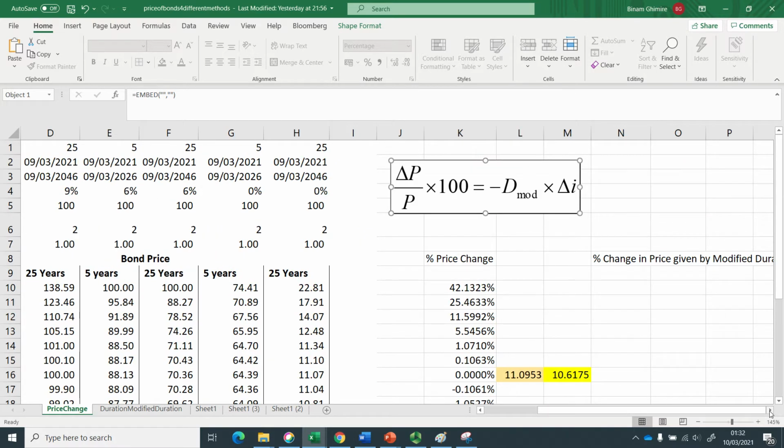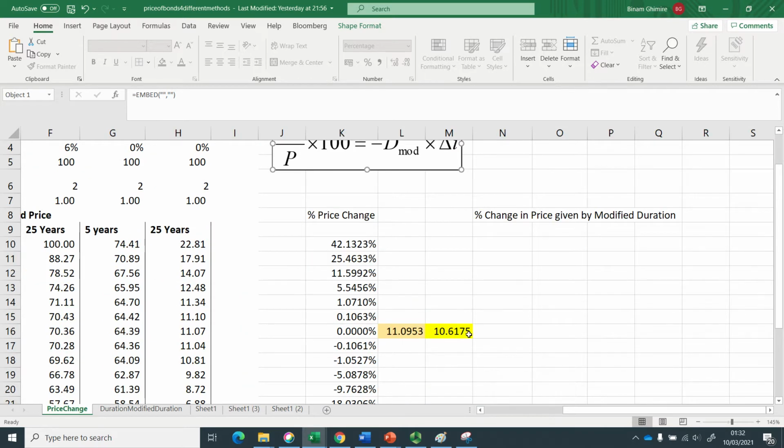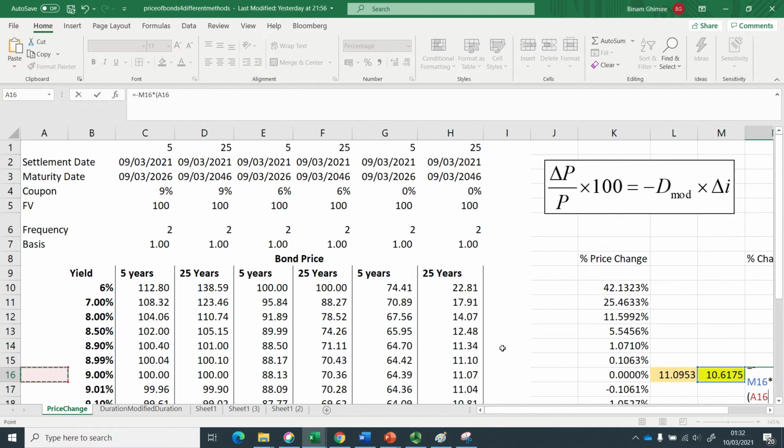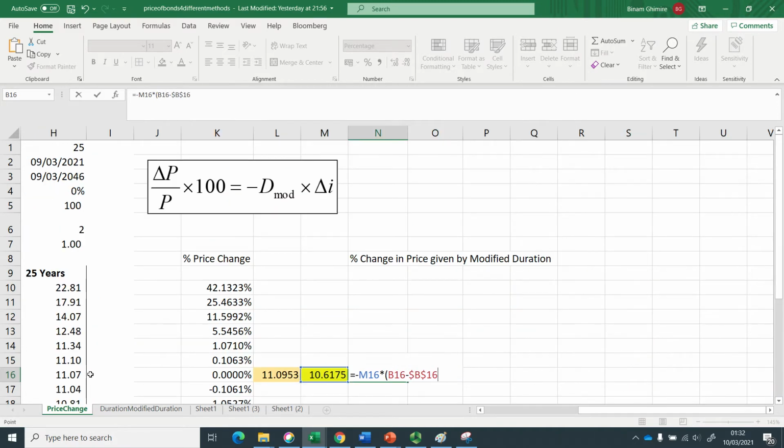In order to demonstrate that, I need to make use of the modified duration that we have found. Firstly, I will use the formula, which is minus this modified duration times delta y, the change in yield. In this instance, I will keep the change in yield as 9% against the same 9%. But remember, I'm going to lock it so that when I move to other cells, it will work.